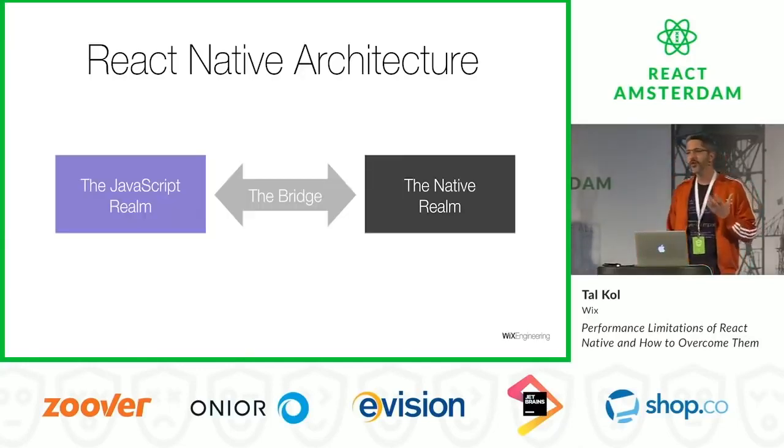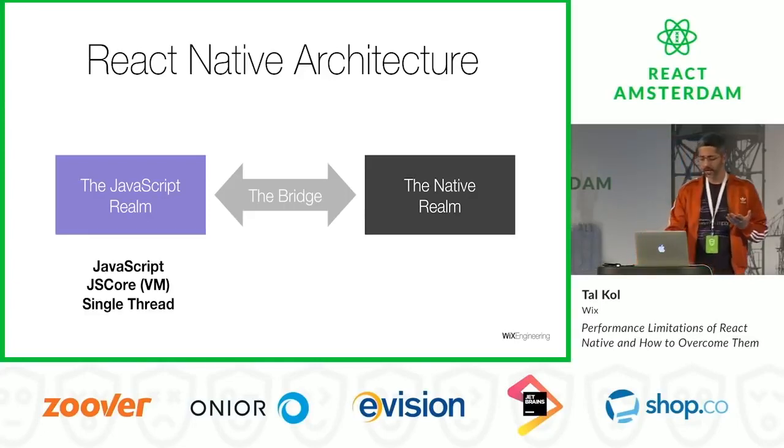So the architecture for React Native, to understand the main point, you have to understand that there are two realms running side by side in your app. You have the JavaScript realm, and you have the native realm. The JavaScript realm is where you program in JavaScript, naturally. The code there is running on a JavaScript engine, okay?